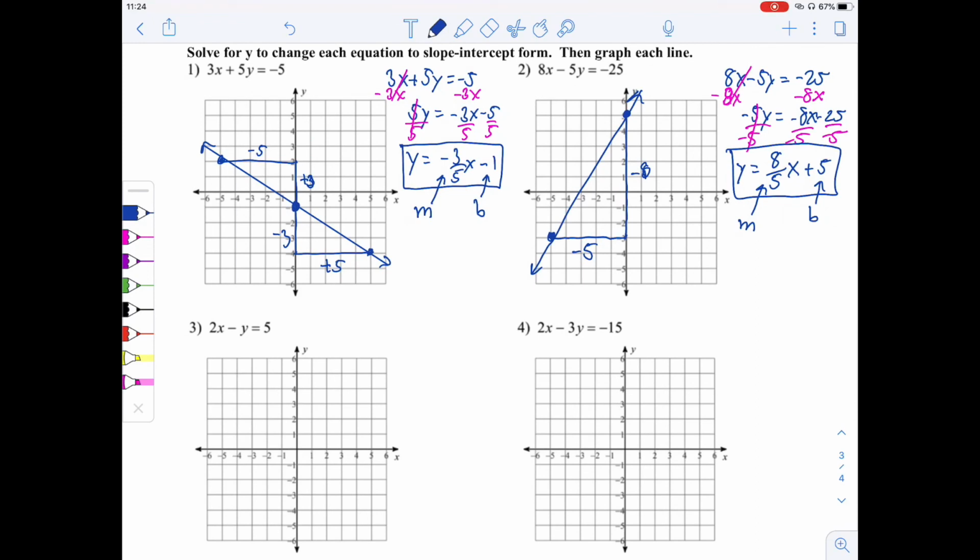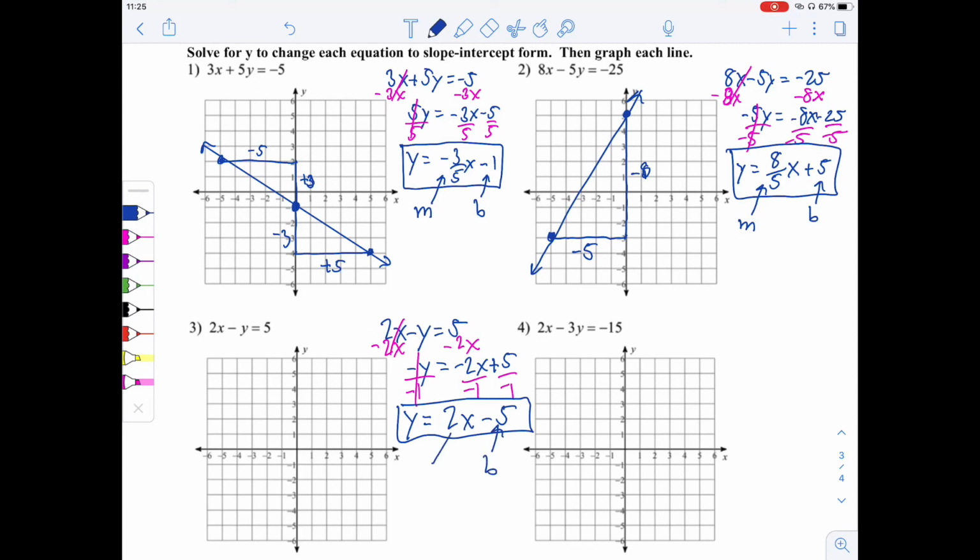Okay, number 3, we got 2x minus y equals 5. Same thing, subtract our x term. Get rid of that. So we get negative y equals negative 2x plus 5. And we want to get rid of that negative, so we have to divide everything by negative 1. So y equals negative 2 over negative 1, which is positive 2x. And then 5 divided by negative 1 is negative 5. And that's our equation.